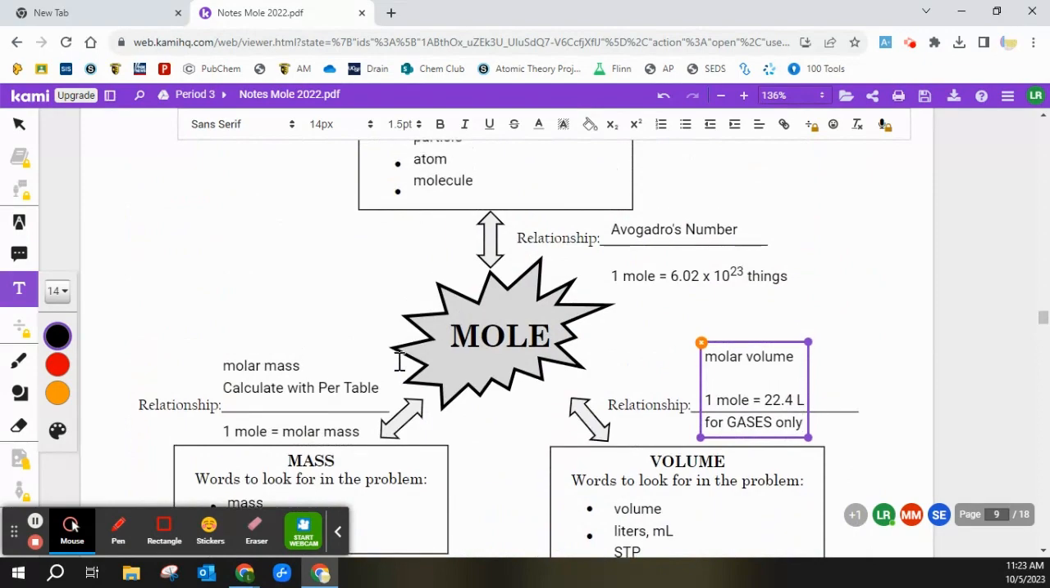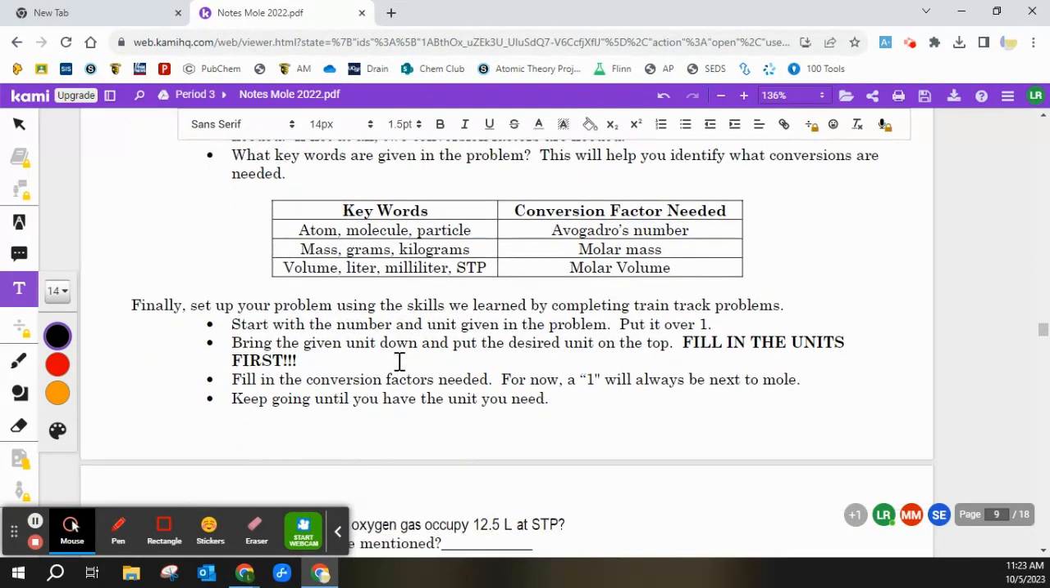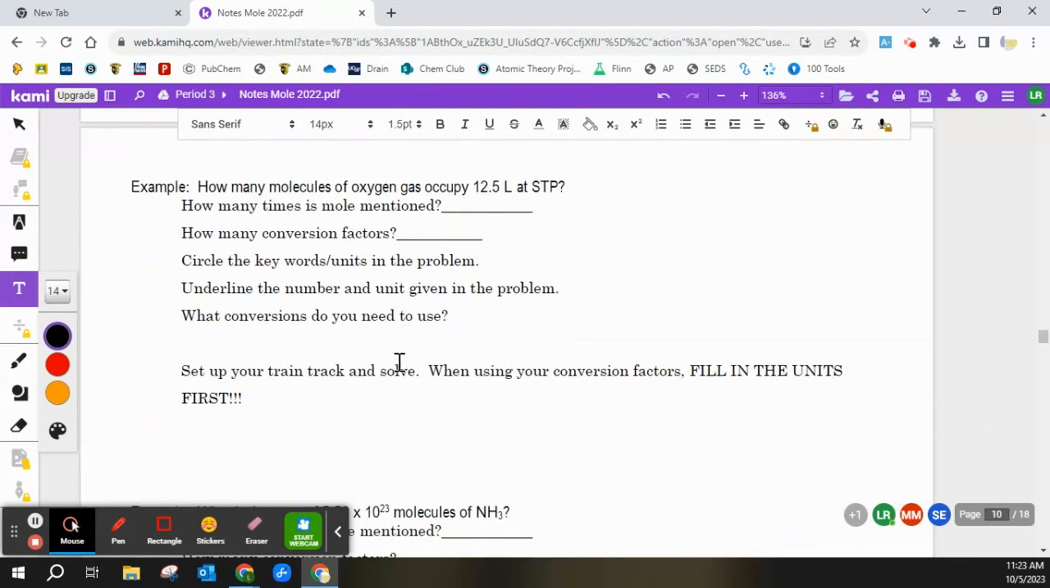or come back to the map. But I want you to try and think it through so that you can figure out what units I need to use and what conversions. Okay, first example, how many molecules of oxygen gas occupy 12.5 liters?